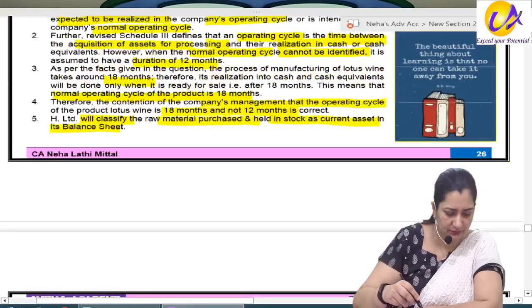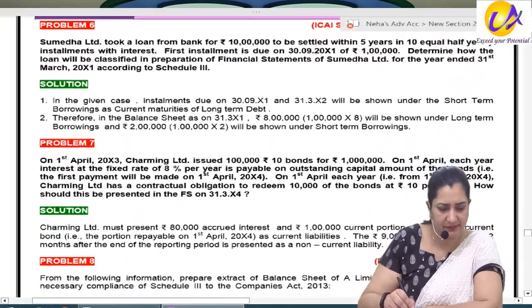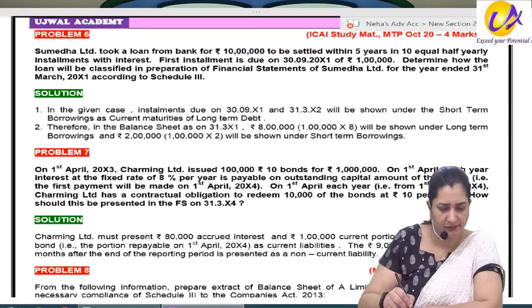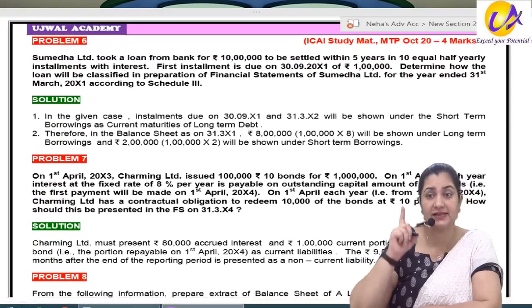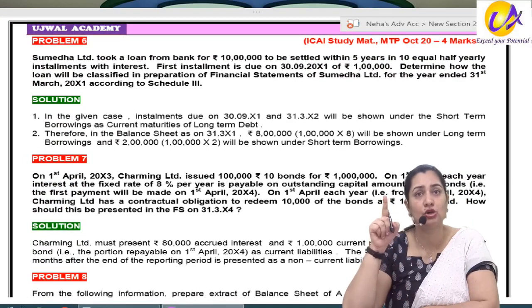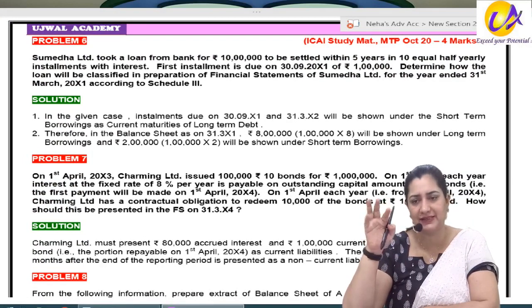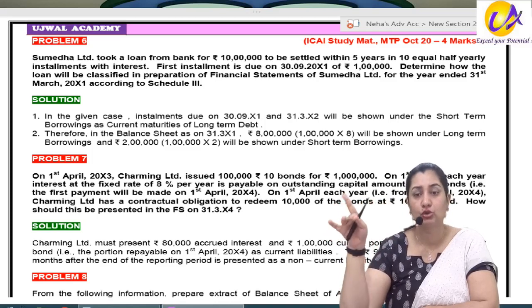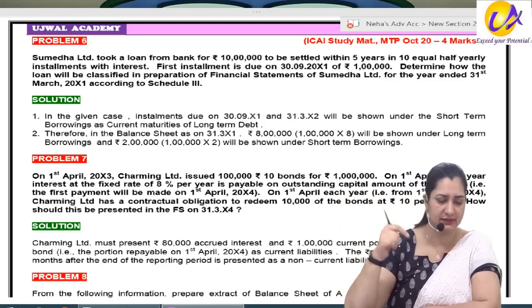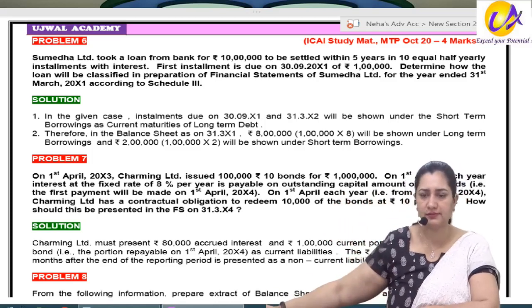Come on. Problem number 6. Now this is an ICAI study material, MTP October 20 exam question. I mean, it has come in your mock test paper. So read carefully, then we will discuss it. You will read it yourself. Come on.